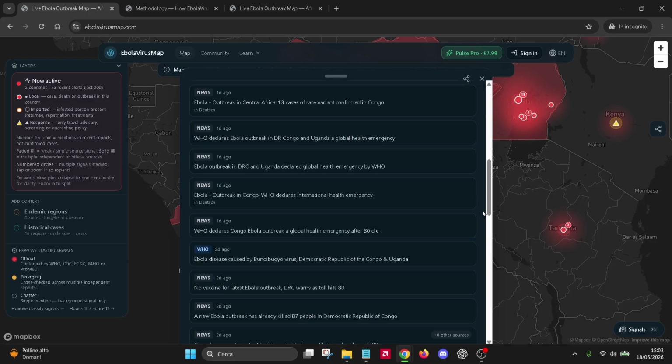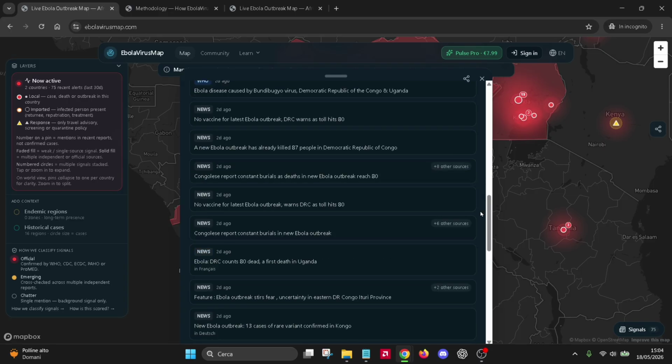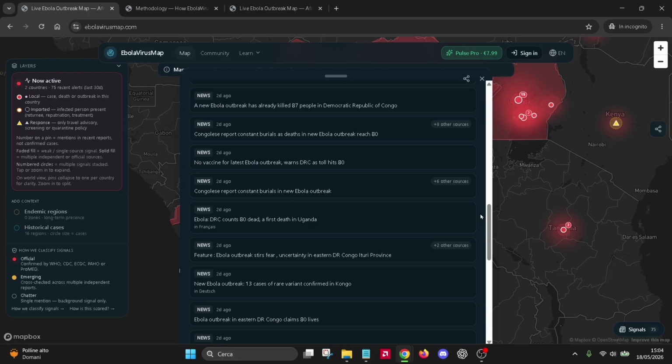Official reports carry the highest confidence. Emerging reports may be credible but not yet confirmed. Chatter may indicate early awareness but requires greater skepticism. Understanding these distinctions is essential to avoiding misinterpretation.